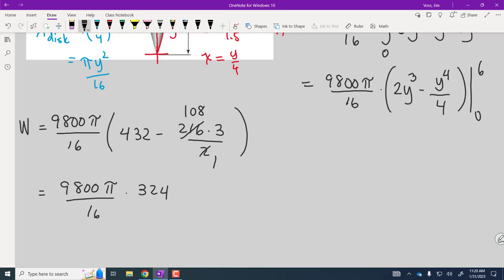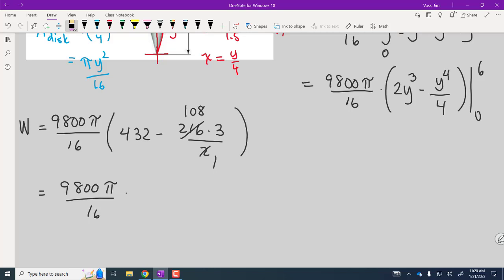Divide that by 16. Multiply that by 9,800. I think you forgot to add 432. Say that again? It's 432 minus 324 as well. Oh, is this part 324 there? Yeah. Oh, I see. Thank you.